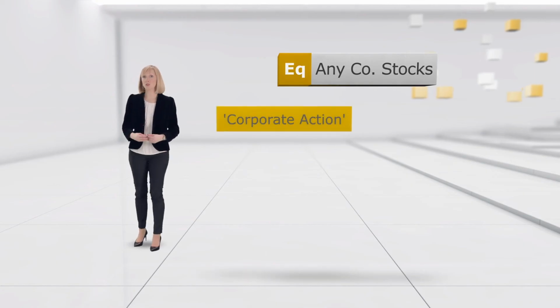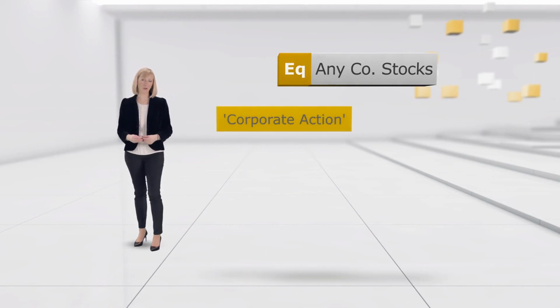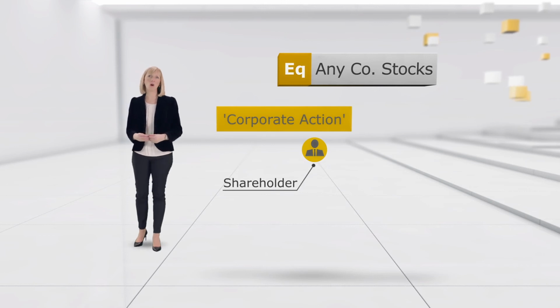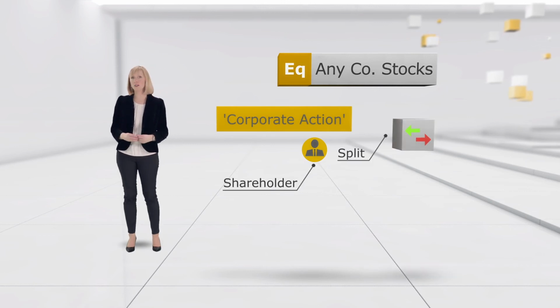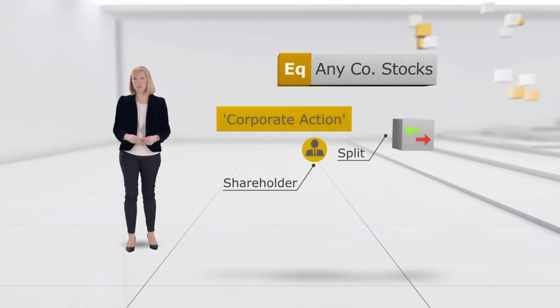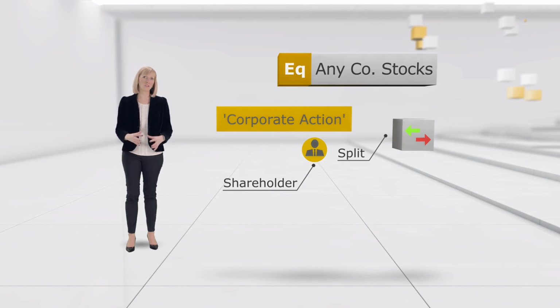A corporate action refers to an event that occurs when a company decides to change the conditions for its shares. As a shareholder, you're entitled to participate in different types of corporate action. Some of the most common ones are splitting stock. By splitting a stock into 2 or more stocks, the company increases the amount of stock available and reduces the value of a single stock.